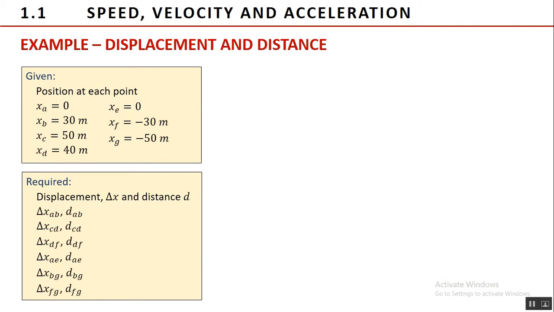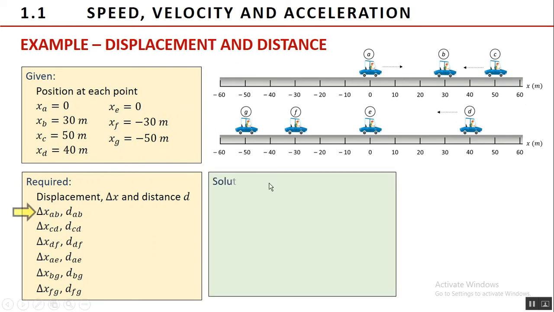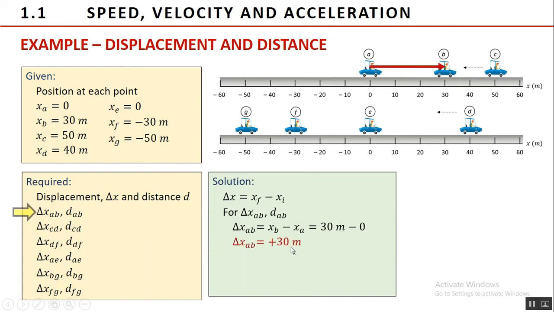Now I will show you the solution. Please listen carefully. For displacement, delta x, we simply get the difference between the final position x sub f and the initial position x sub i. So from point A to point B, the displacement is x sub b minus x sub a, that is 30 meters minus 0. So the answer is positive 30 meters.